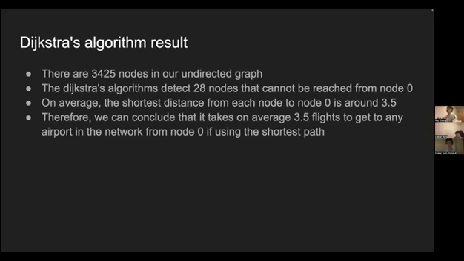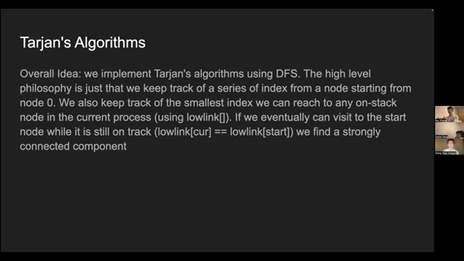Okay, I think we have done the Dijkstra algorithm, and for the next one, we're going to have Tarjan's algorithm. For the overall idea, we implement Tarjan's algorithm using DFS. The high-level philosophy is that we keep track of an index for each node, starting from node 0. We also keep track of the smallest index we can reach from any node on the stack in the current process using the low link. If we eventually can visit the start node while it is still on the stack, like low link current is equal to low link start, we find a strongly connected component.